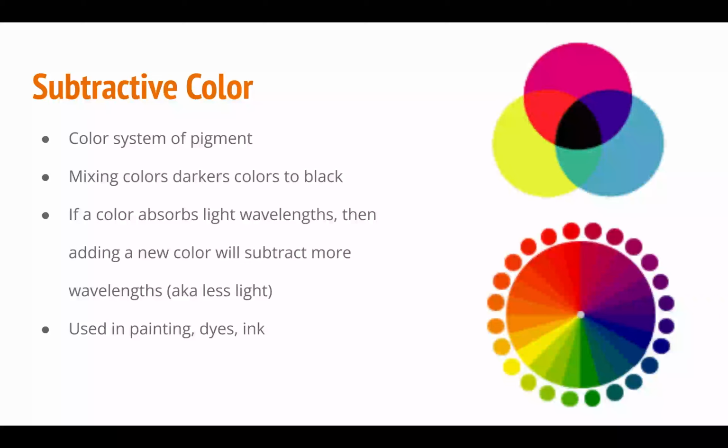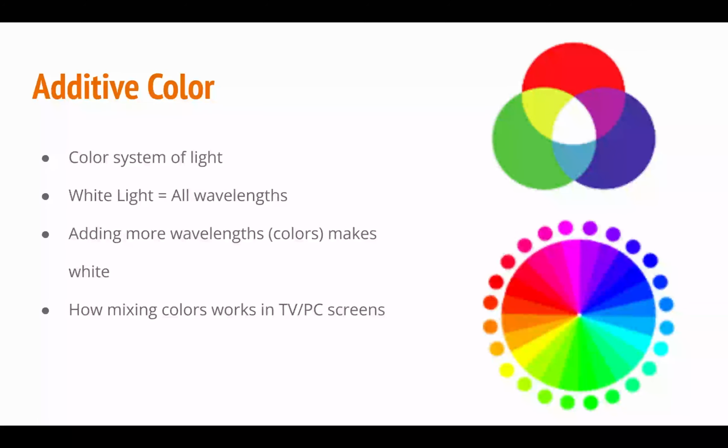So this is where, as you add more colors, you tend to get closer to black, right? It doesn't get brighter, it tends to get darker. The reason being is screens and TVs and stuff like that create light, right? They're creating more light. Each time you add a new wavelength, you're adding more light, right?